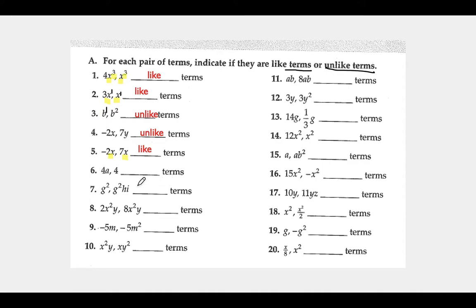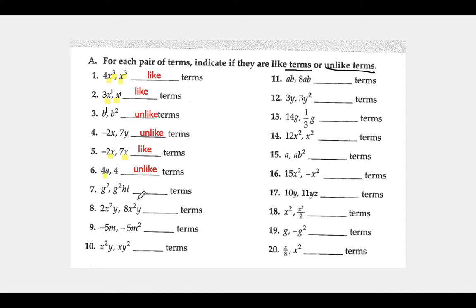Okay, number 6, I have one term that has a variable and another term that's a constant. Remember, using vocabulary words, constants are terms without variables. So because I don't have a variable here, I'm just going to say that this is an unlike term.